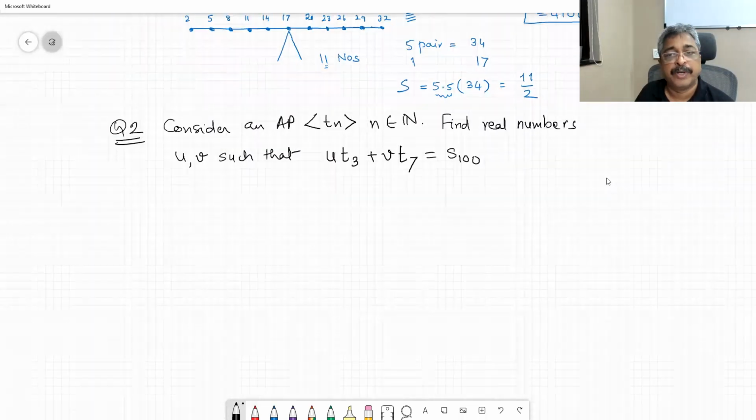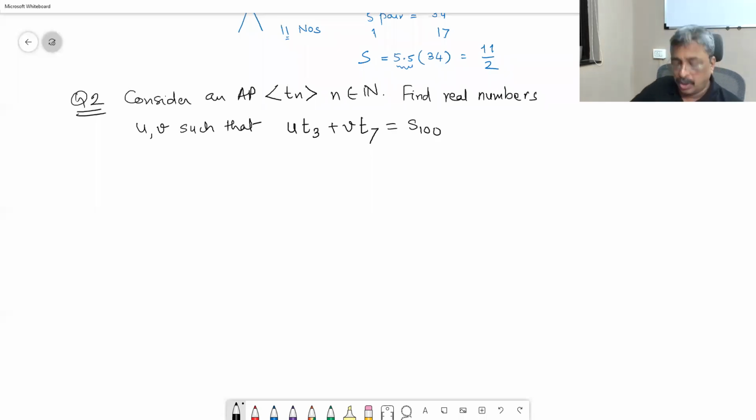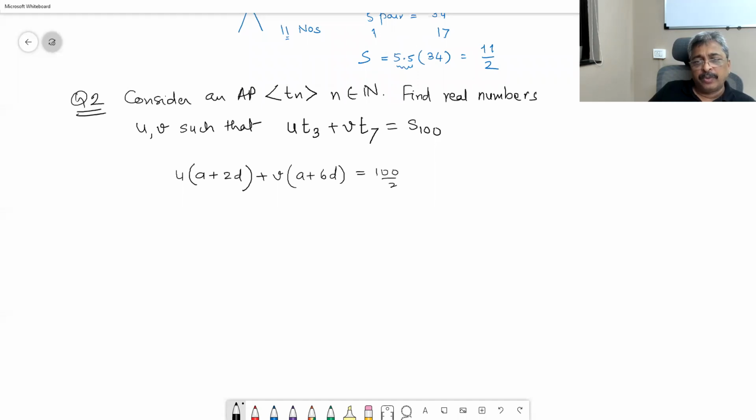Correct. Now let me show because I was not ready with the answer. Let me directly solve it. Now we have to use the basic formula. T3 is equal to U into A plus 2D, that is U T3, plus V into A plus 6D is equal to 100 by 2 into 2A plus 99D.